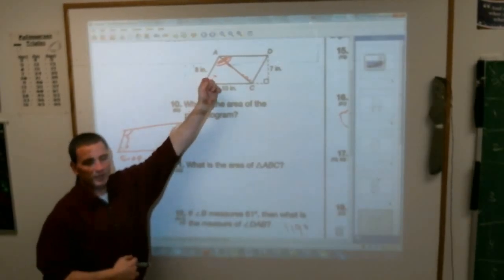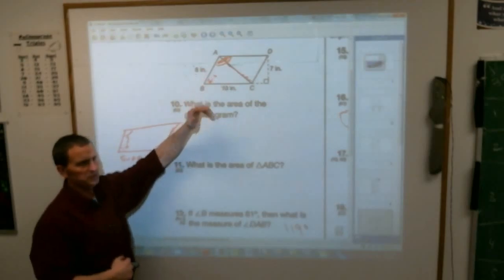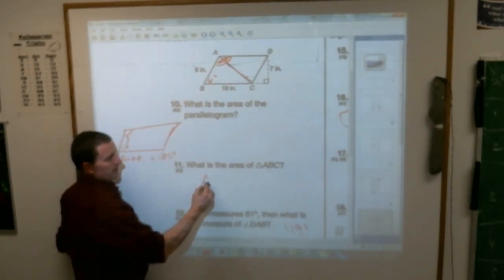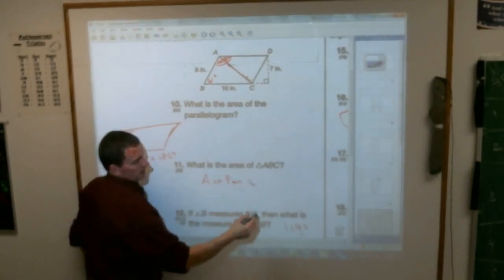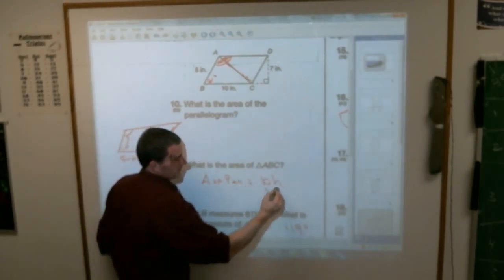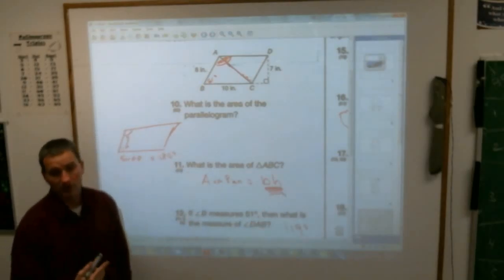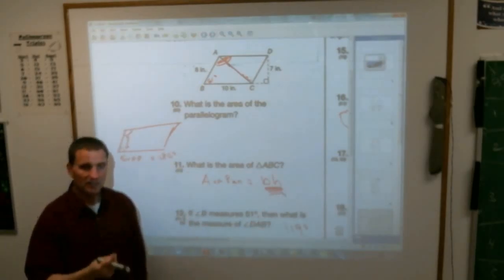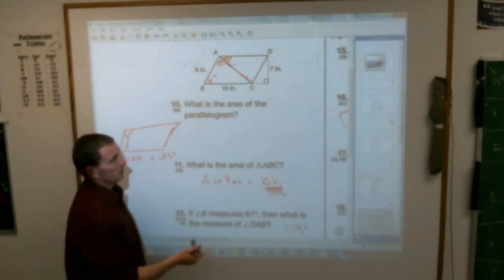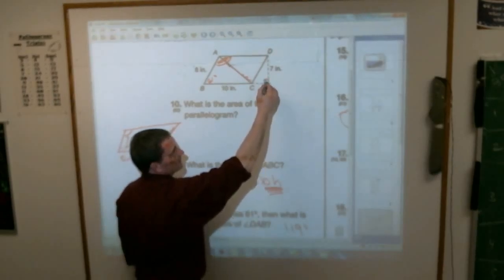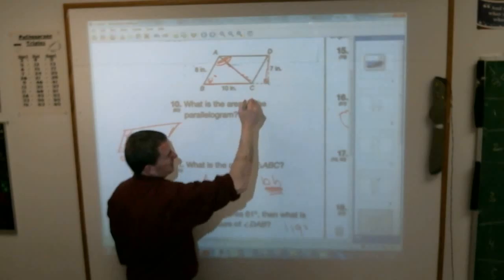Area of a parallelogram, children. I noticed a bunch of you got this wrong on a quiz we just had. The area of a parallelogram is base times height. And it's very important that you call it base times height, not length times width or side times side. Base and the height have to form right angles. It's key. The only right angle you see is right here, and that's what tells you the base and the height. The base is 10, the height is 7.